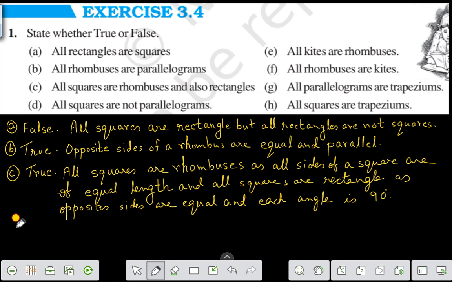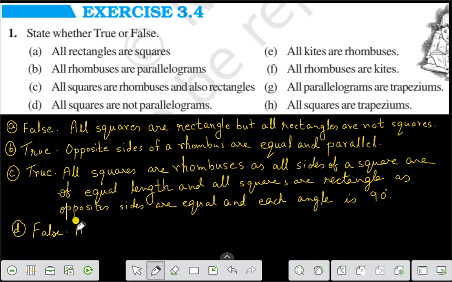Now D. D is all squares are not parallelograms. This is false.